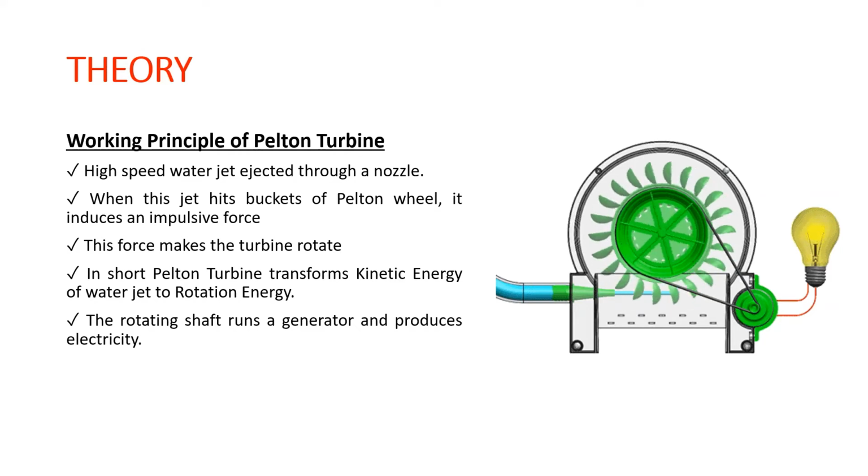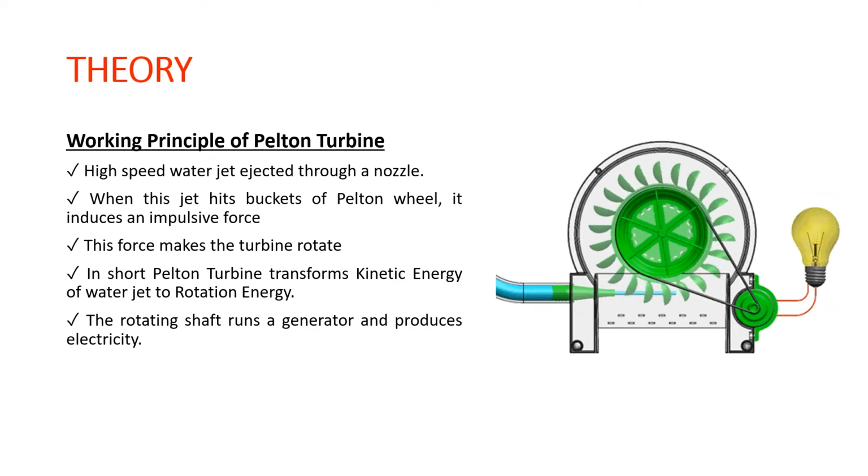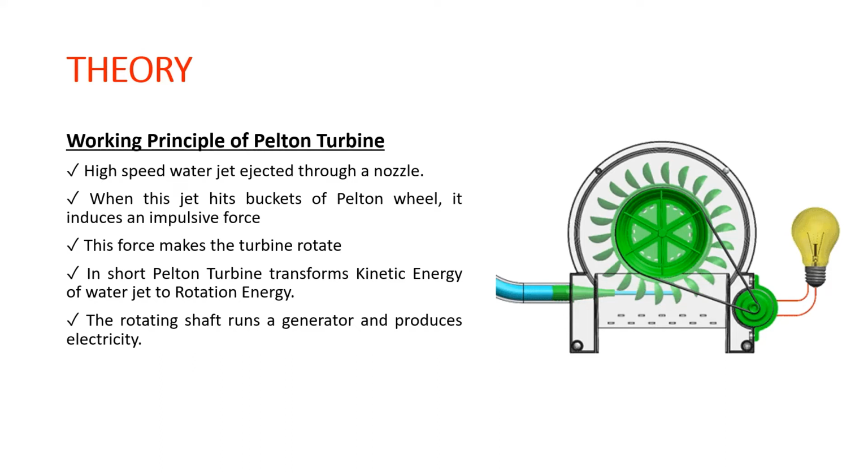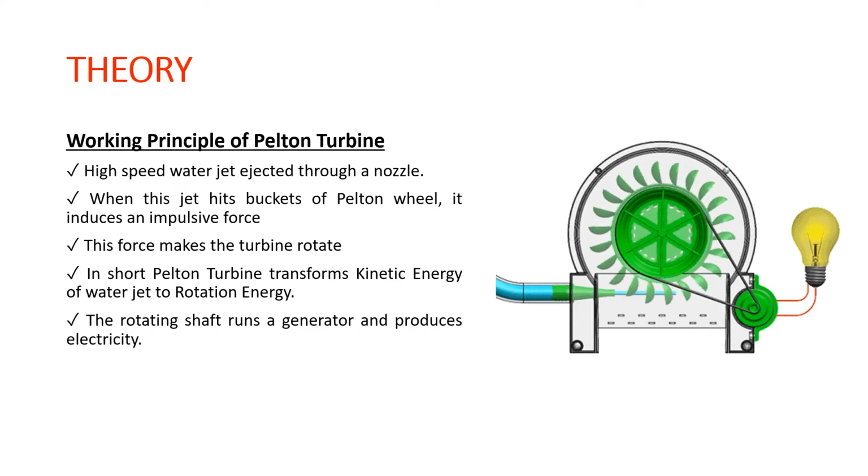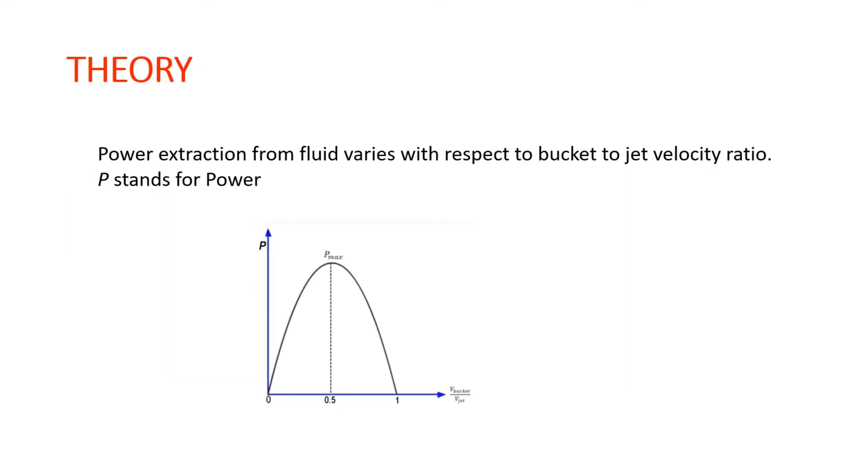To generate more power, two Pelton turbines can be arranged on a single shaft, or two water jets can be directed at a time to a single Pelton turbine. Pelton turbine design is always aimed at extracting maximum power from the water jet, or maximizing efficiency. Power extraction is maximum when the product of impulse force and bucket's velocity is maximum.